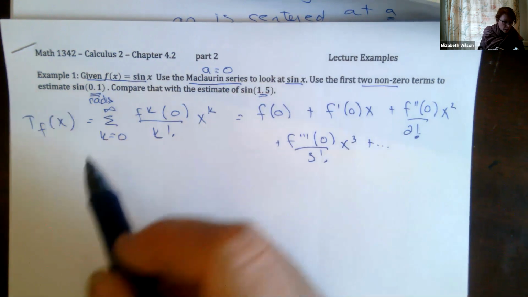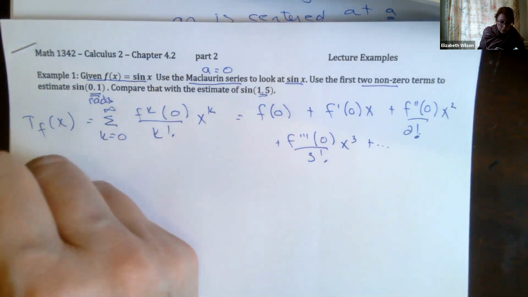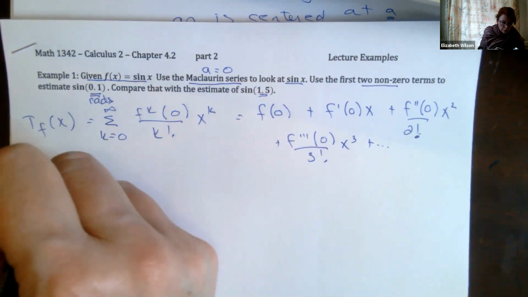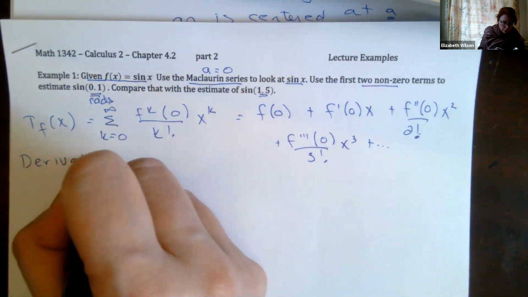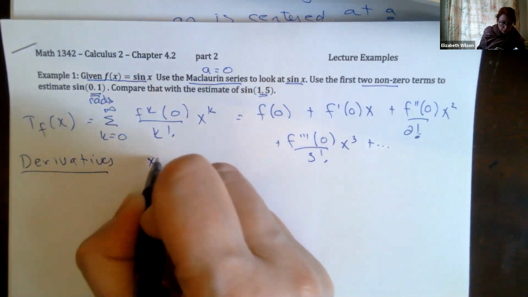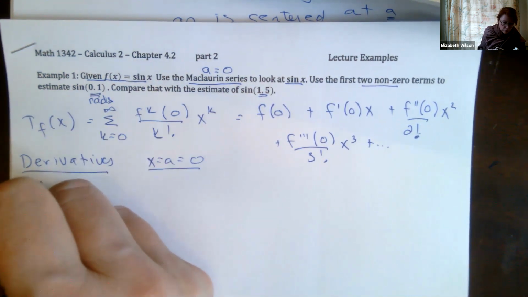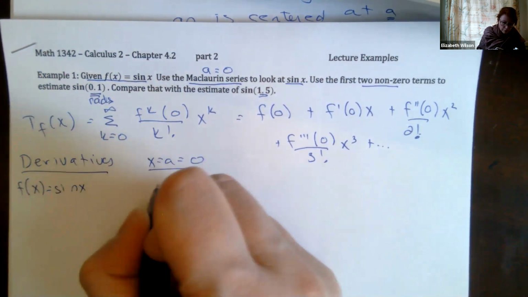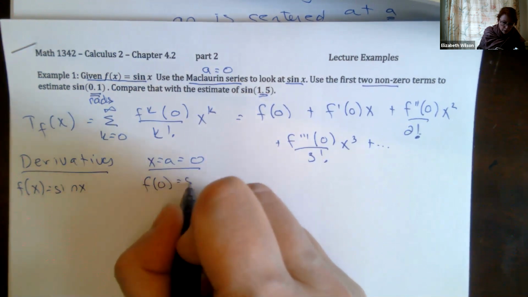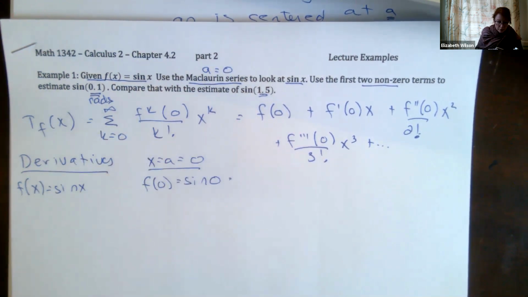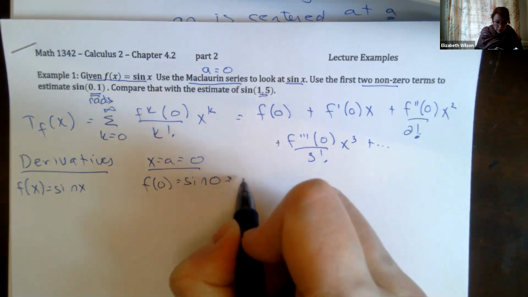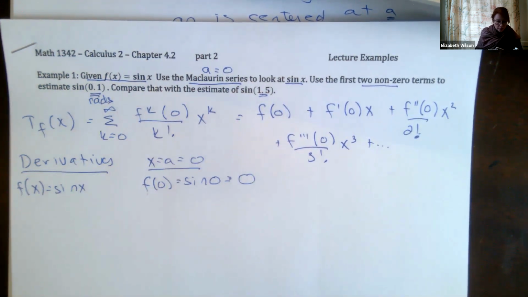Okay, so then the first thing I need to do is come up with our table. I know we just did this, but let's go ahead and be good about it. Derivatives at x equals a, which is equal to 0. So our function, our 0th derivative, is sine of x. f of 0 equals sine of 0. So now the sine of 0, remember, is different than the sine of pi over 2. So this is equal to 0. This is on our unit circle. Sine of 0 is equal to 0.